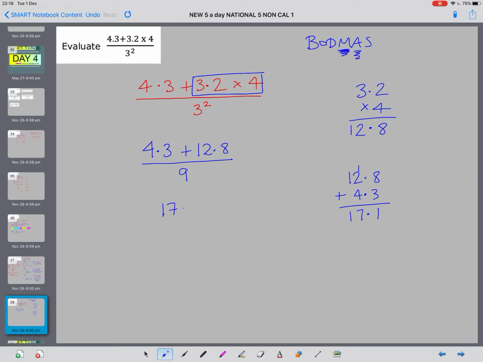That's 17.1 divided by 9. If we set up a little bus stop here to do your division, 9 into 1 doesn't go, so you write 0 and you carry your 1 over. 9 into 17 goes 1 time, put your decimal point there, and there's 8 left over, and 9 into 81 goes 9 times. So your answer is 1.9.